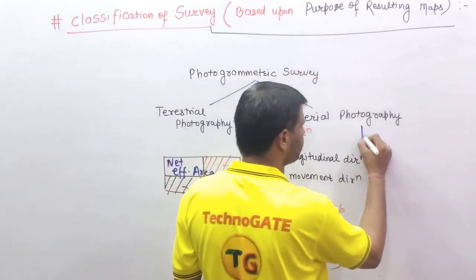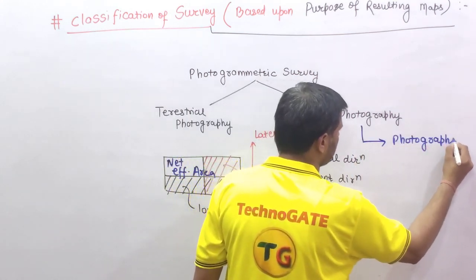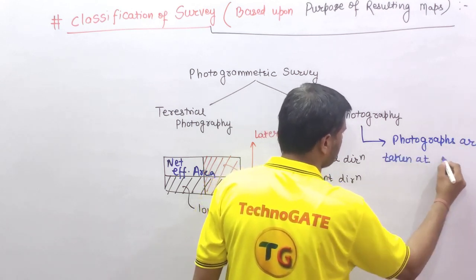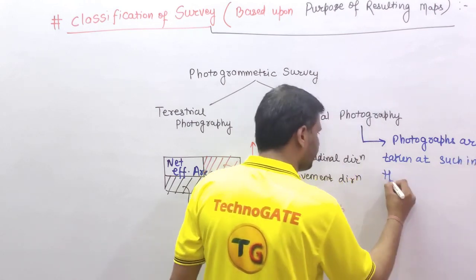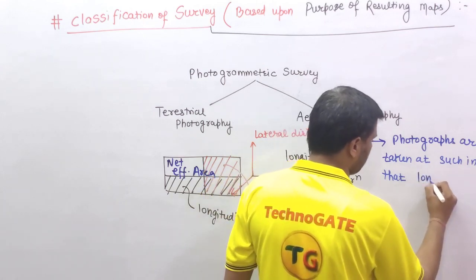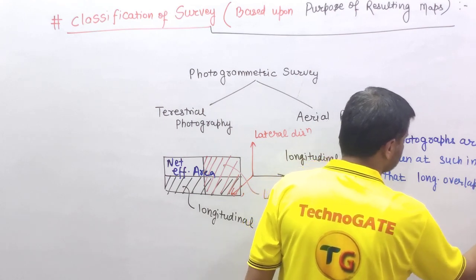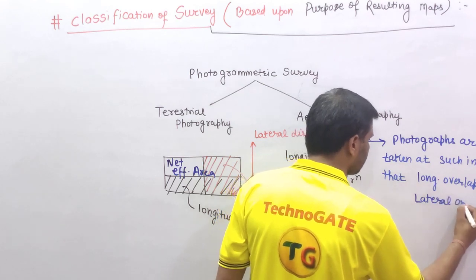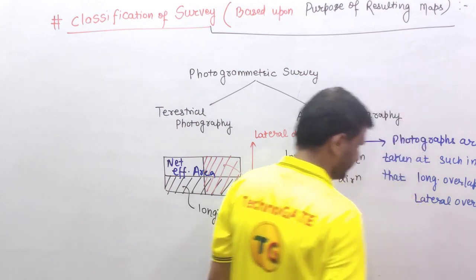So in aerial photography, photographs are taken at such an interval that the longitudinal overlap must not be more than 60% and the lateral overlap must not be more than 30%.